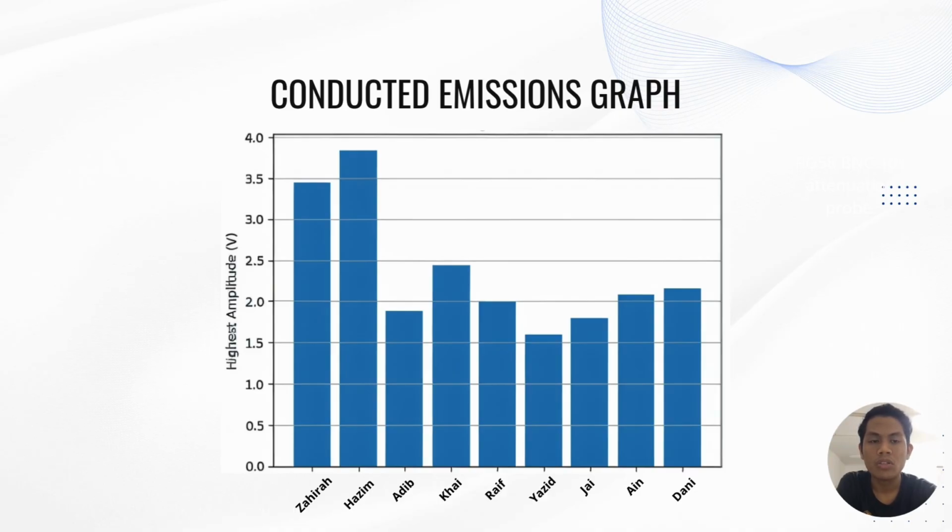The reason Hazim and Zahira have the highest amplitude is that before doing the testing, they did physical activity in the farm, running in one place for about 2 minutes. This activity likely increases sweat and skin moisture, thus reducing skin resistance and allowing more electric current to flow. So in that situation, their amplitude readings were higher than the other members.